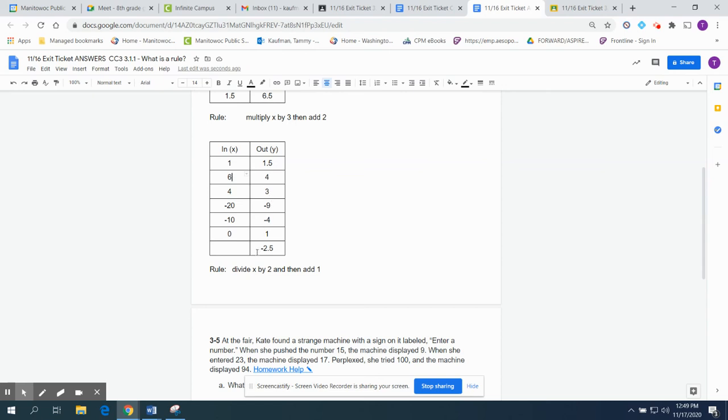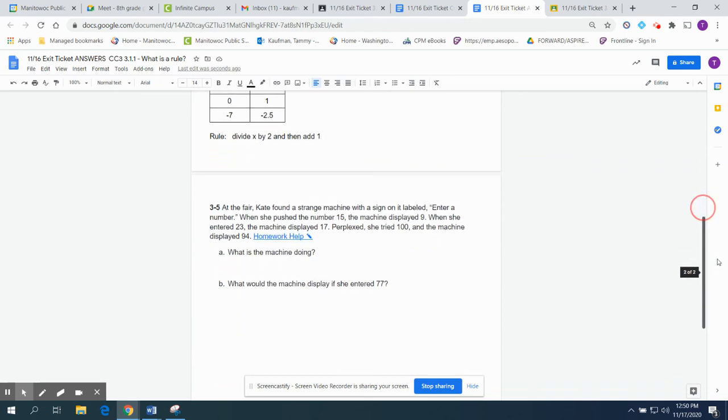Yep, that one works. Ooh, this one's hard. So I'm going to subtract 1. So that gives me -3.5. And then I have to multiply that by 2. I think it's going to be -7. And let's try that. -7 divided by 2 is -3.5. -3.5 plus 1 is -2.5. So that's my rule, and it works.